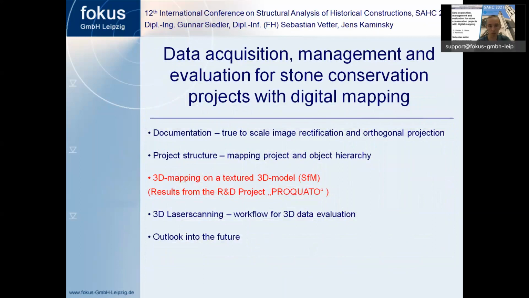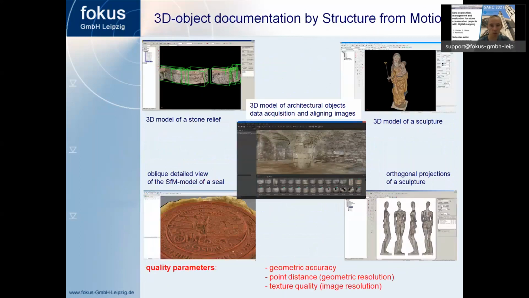The third part will deal with 3D mapping on textured surface model. And if you talk about a textured surface model that comes from structure from motion, for example, you must think about three quality parameters. At first, the geometric accuracy. Second is the point distance, which means the geometric resolution of the surface model. And the third part is the image resolution.